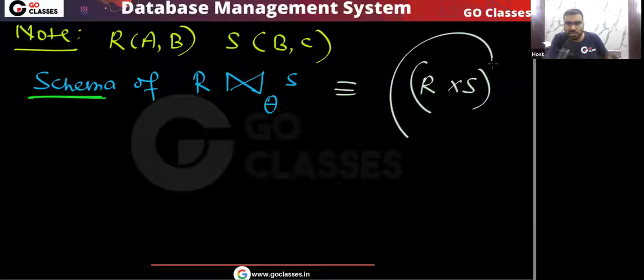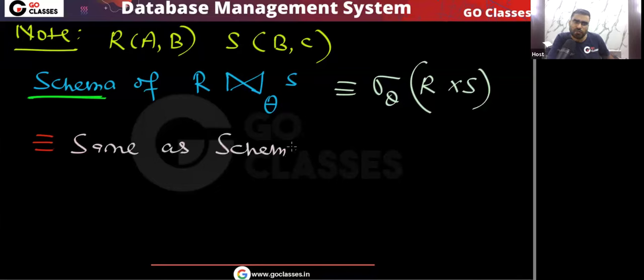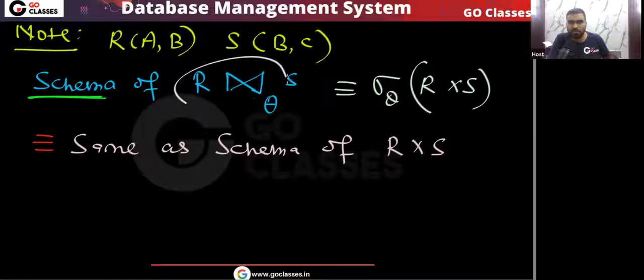Now you already know that this is actually equivalent to R cross S. You are doing the cross product, so the schema of the cross product will be used. Yes or no? Is this clear? So the schema of this join operation will be the same as the schema of R cross S, because anyway this is equivalent to that.